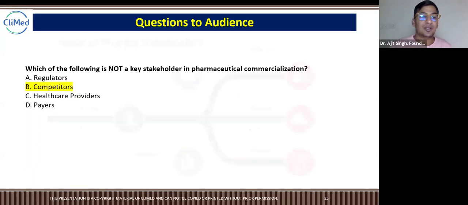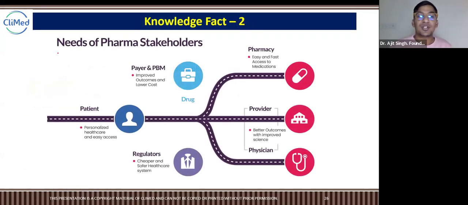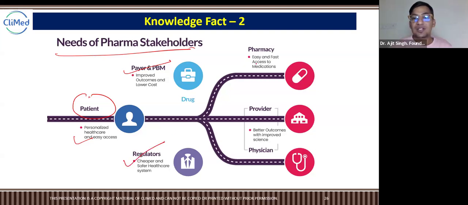Here you can see the needs of pharma stakeholders. First the patient, as I told you, the users: personalized healthcare and easy access. Then the payers, like the government; in the US, Australia and Canada, governments are payers. The insurance companies are the payers for healthcare. Then the regulators, the pharmacies, and the physicians, which are major stakeholders and providers. The pharmacists and others are other healthcare providers. But here you can see there is no competitor in the stakeholders.